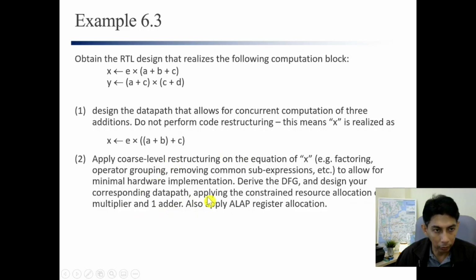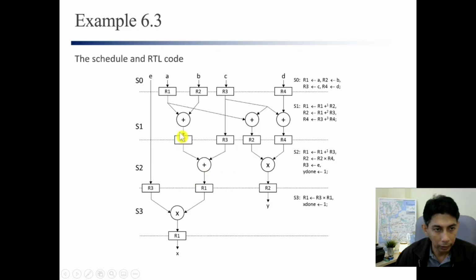So now what happens if the design is not allowed to have three adders like this? It means that you can now use only one adder instead of 3 like this. So 3 additions simultaneously like this is not allowed. So what to do? We will look at that example in the next video.